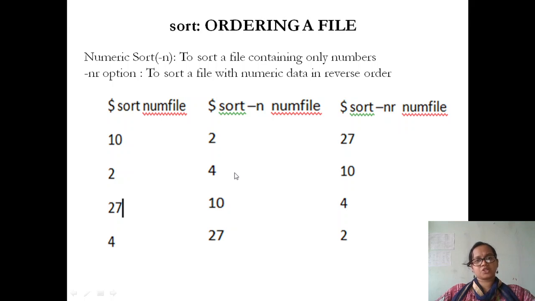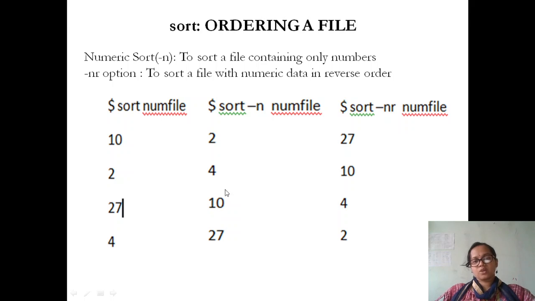If I impose this option on the same file name, sort -n num file, automatically it will sense this as a number and take it as a number, not as a single digit.